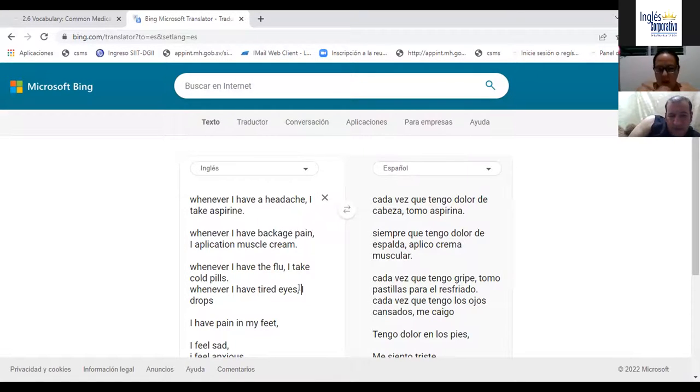Pero estoy diciendo, aquí me quedo corto porque digo, whenever I have tired eyes, cuando tengo los ojos cansados, entonces para mí sería eye application. No, I apply. I apply eye drops. No application, apply. O puede decir también I put on eye drops. Apply es con A-P-P-L-Y. No lleva A al final.